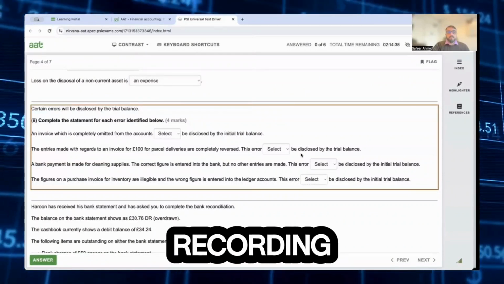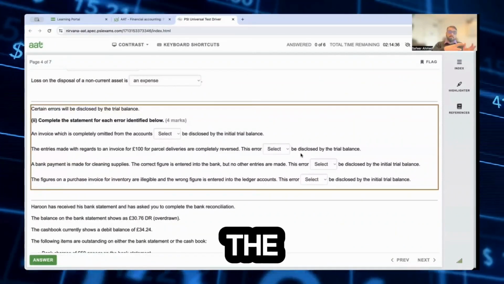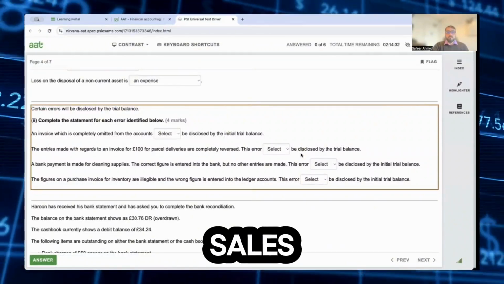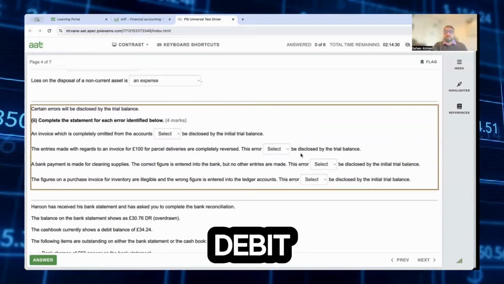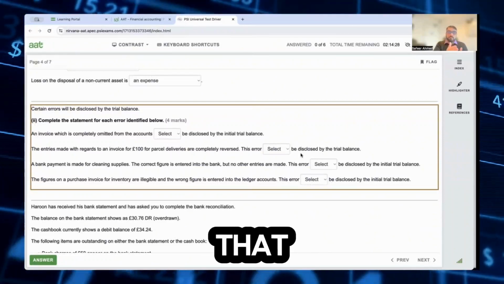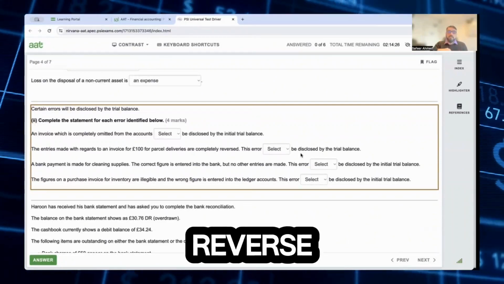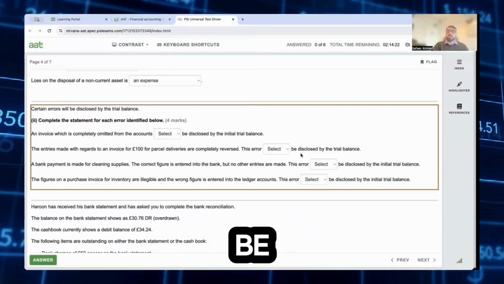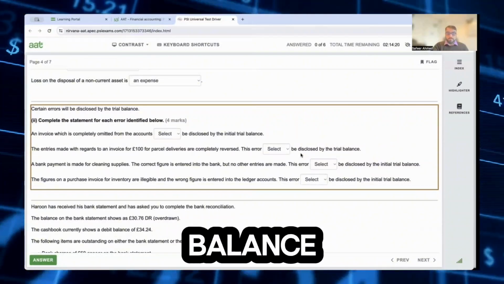And similarly, if you reverse the entry, so for example, cash sales, and then what you recorded was sales debit and cash credit. So in other words, you just completely reverse the entry. And again, it would not affect the trial balance. It would not be disclosed by a trial balance.